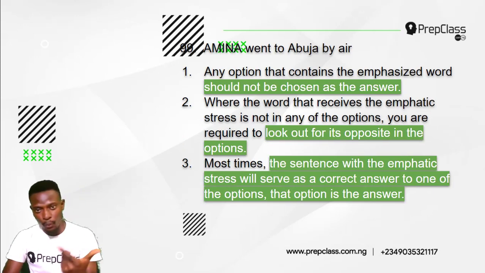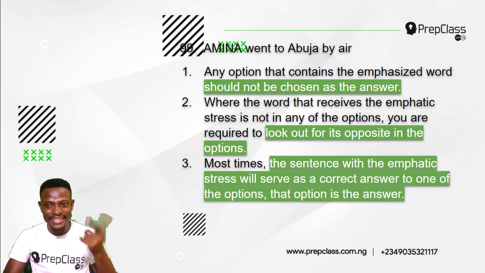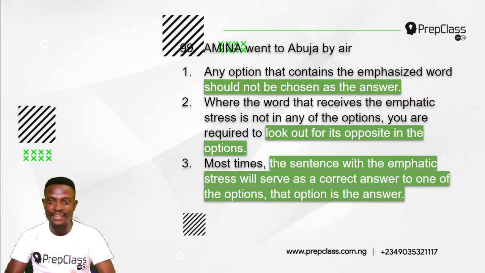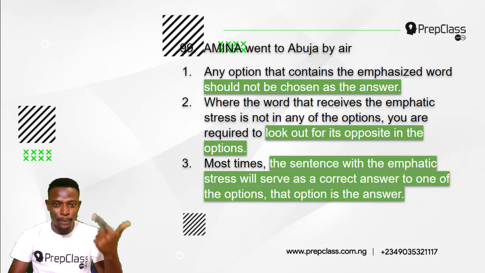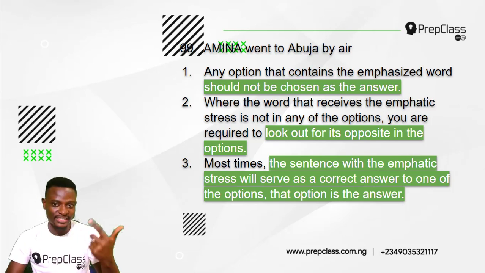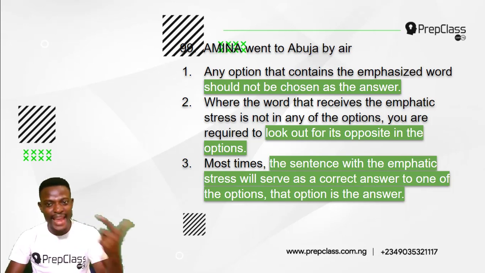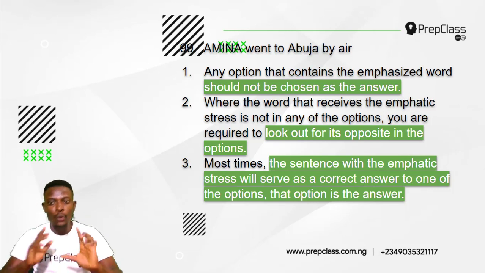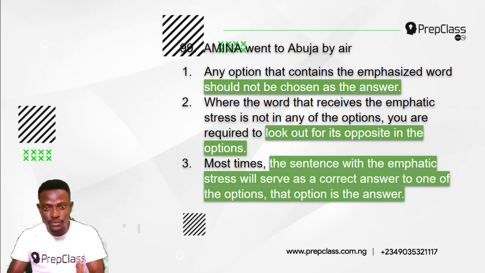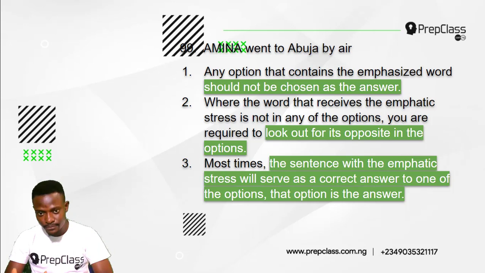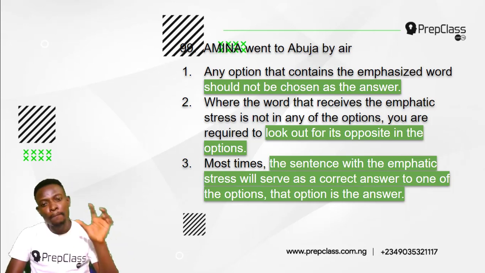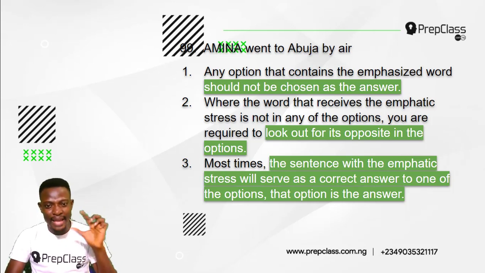Now, rule number 1. Any option that contains the emphasized word should not be chosen as the answer. So any option that has Amina in it should not be chosen as the answer. Rule number 2. Where the word that receives the emphatic stress is not in any of the options, that is, where Amina is not in any of the options, you are required to look out for its opposite in the options.